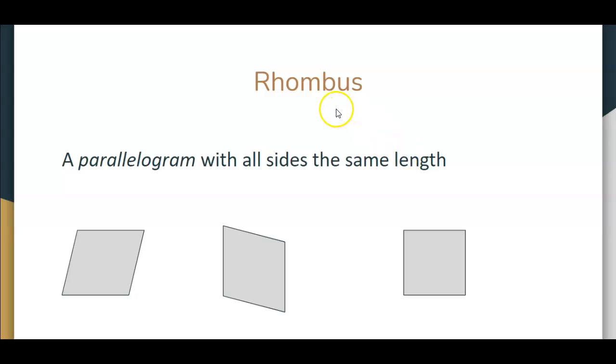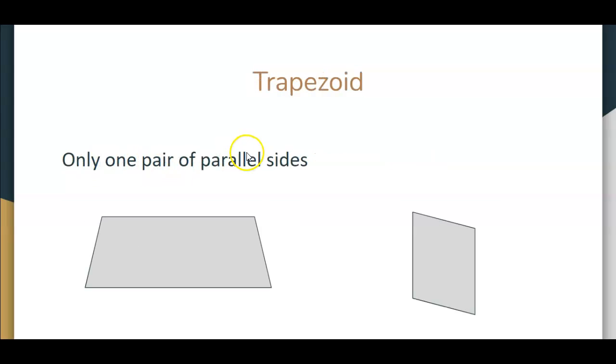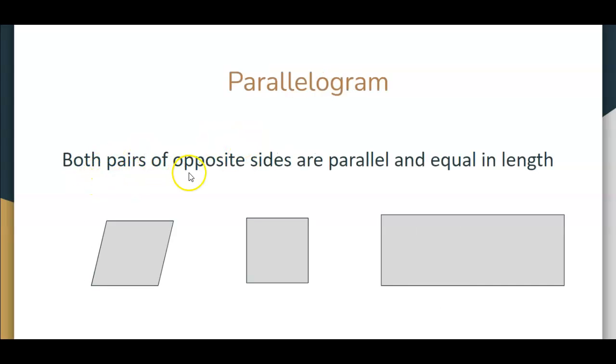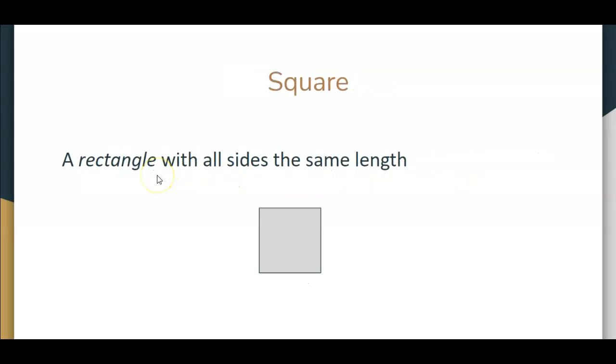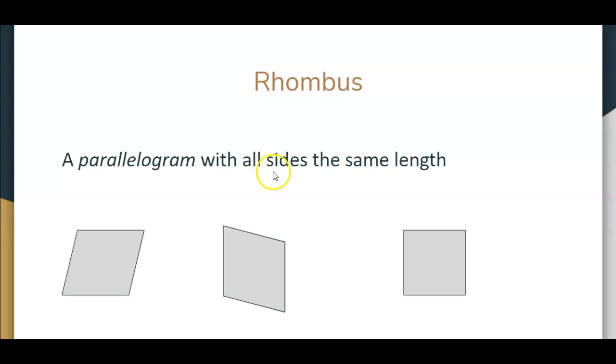Then I have a rhombus. Again, a parallelogram. So both pairs of opposite sides are parallel and equal. It has to fit this definition, plus all sides have to have the same length. So look at this. Yes, I know this is a square, but it's also a rhombus because it's a parallelogram and all sides are the same length.